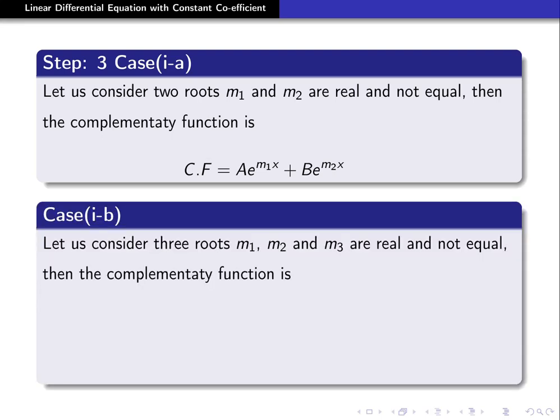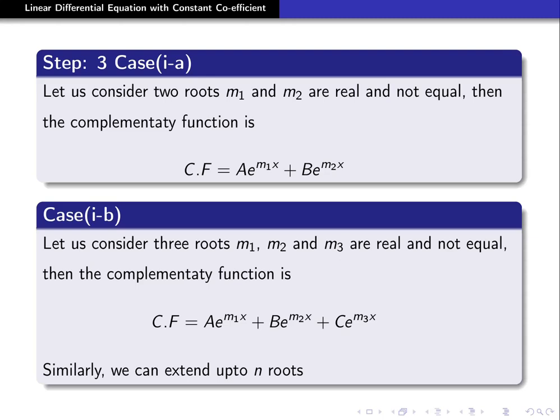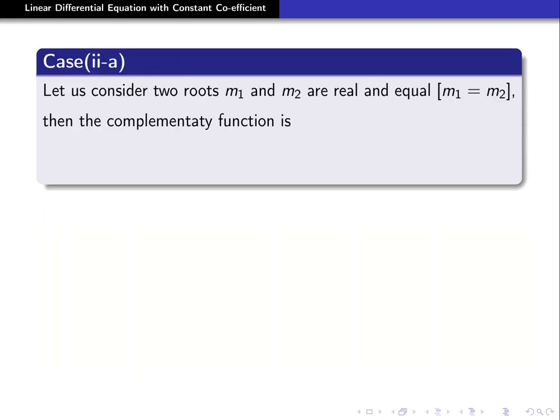In case 1b, let us consider the roots m1, m2, m3. The three roots are real and unequal. Then the complementary function is CF equal to A e power m1x plus B e power m2x plus C e power m3x. Similarly, we can extend up to n roots. Next, case 2. Let us consider the two roots m1 and m2 are real and equal. In the previous case we discussed real and unequal, now we discuss real and equal. Then the complementary function is CF equal to (A plus Bx) into e power mx.